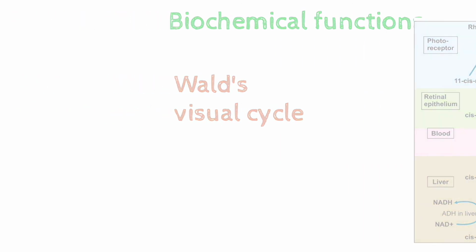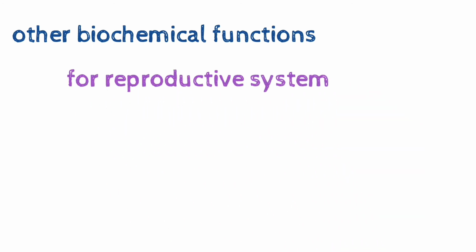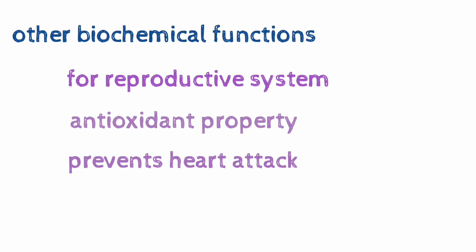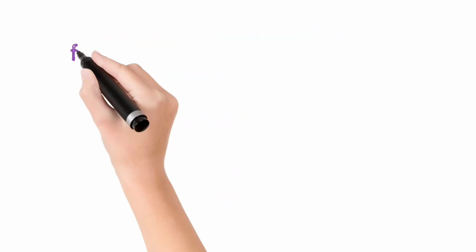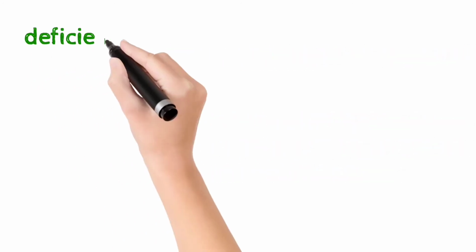Now let's see its other biochemical functions. First, vitamin A is required for normal reproduction. It helps in maintaining germinal epithelium and fertility. Retinol acts as a steroid hormone in controlling the expression of genes. Second, it has antioxidant property. Third, it helps in preventing heart attacks. Fourth, it helps in maintaining normal epithelium and skin. It is also helpful in treating psoriasis and promyelocytic leukemia.